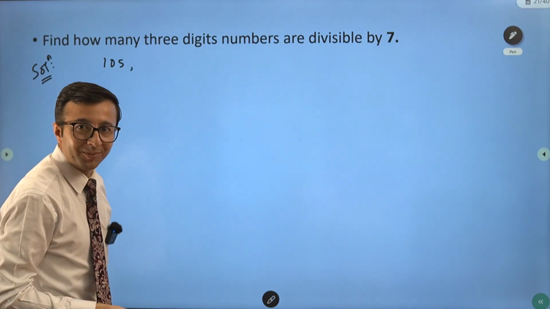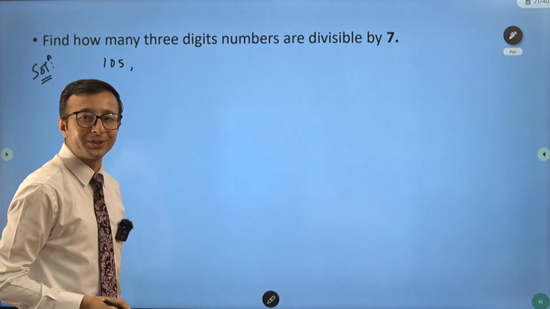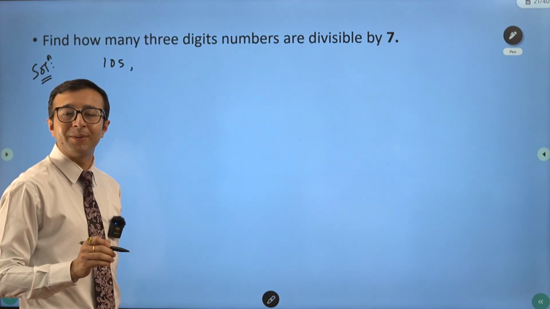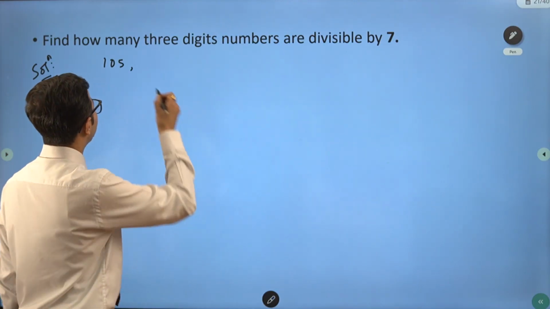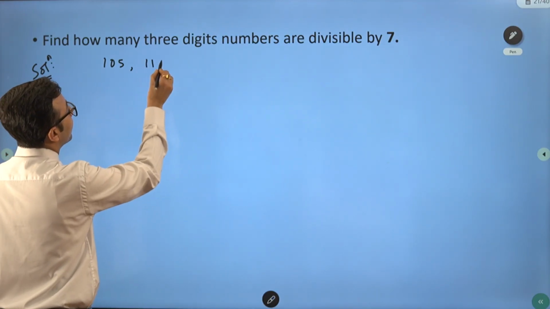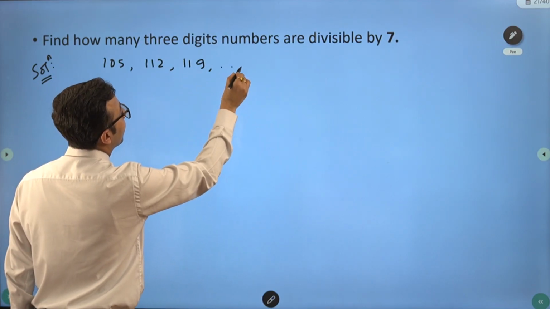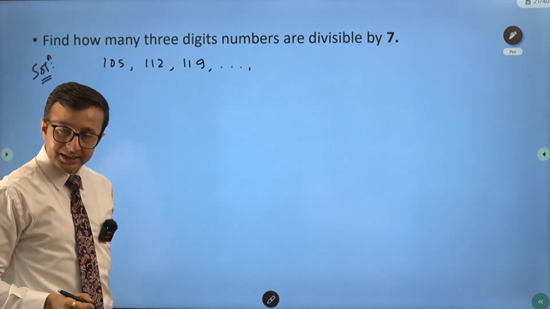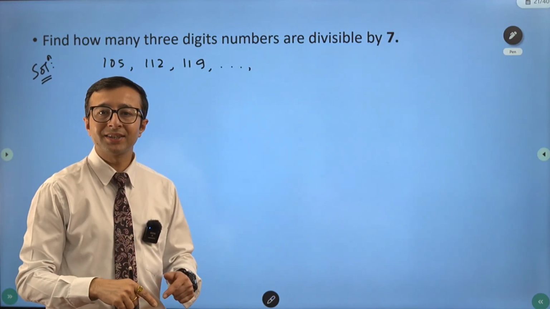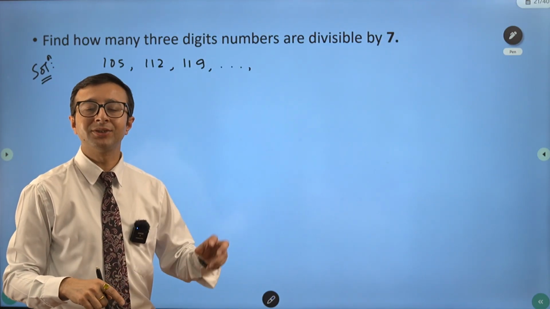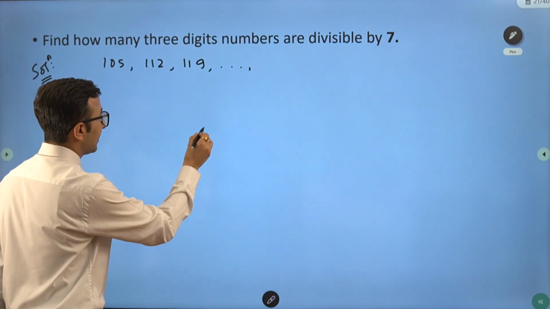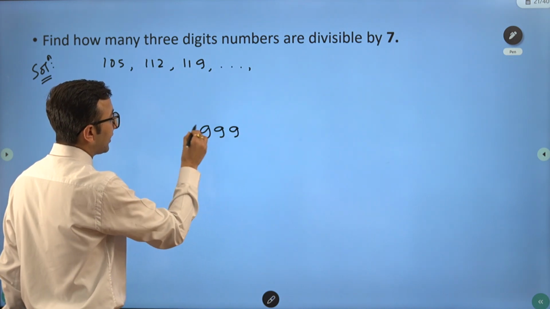And what will be the next number? Now think of it, the numbers divisible by 7, like in the multiplication table of 7, we can add 7 each time. 105 plus 7 is 112, if you add 7 again, 119, and so on. But what we need is the last term, that means the greatest 3-digit number that is divisible by 7. So the greatest 3-digit number is 999.